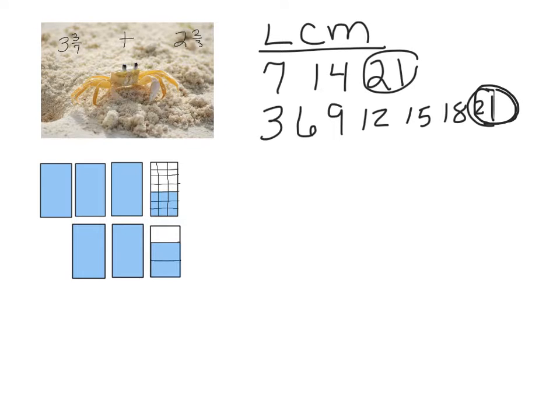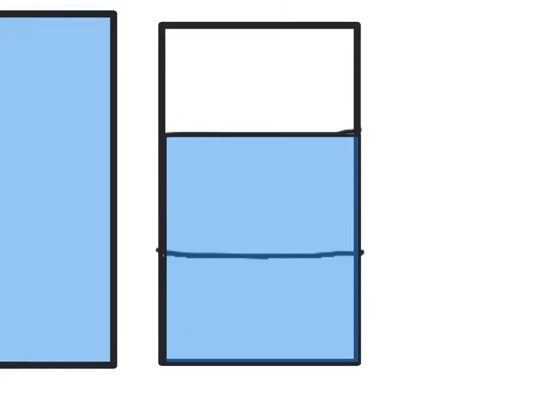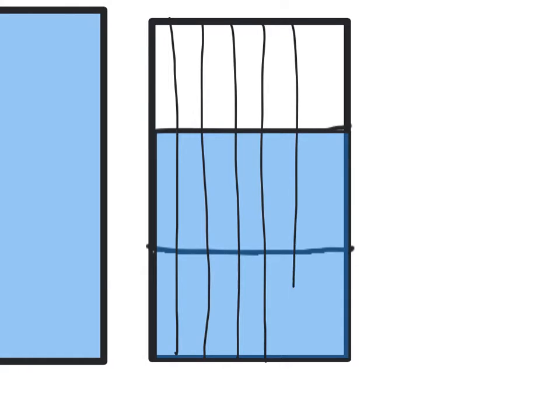So 7 parts means I'm going to draw 6 lines going up and down. I'm going to make that good and big so I can draw those 6 lines in there. And I've got 1, 2, 3, 4, 5, and 6 lines. So that gives me 7 times 3, which is 21, and that's exactly what I'm wanting, right?